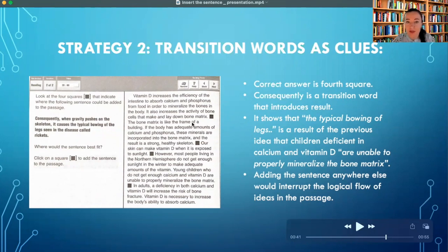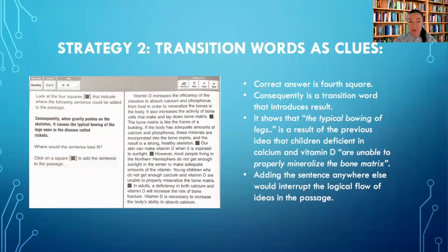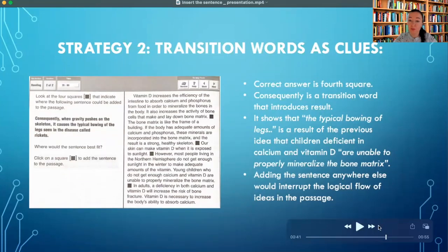Adding the sentence anywhere else in the first, second, or third square would interrupt the logical flow of ideas in the passage. So you can see how transition words can help us find the correct answer quite fast. So it's important to know your transition words.